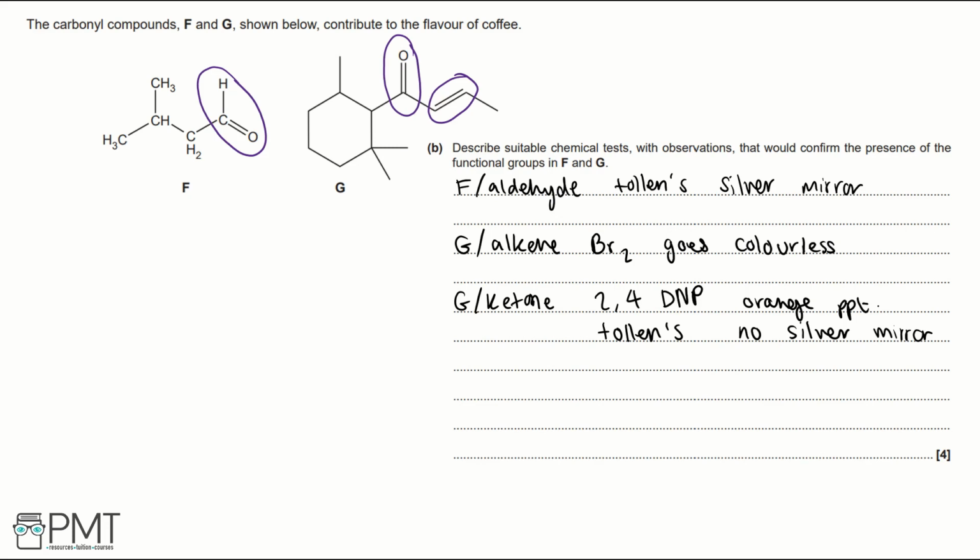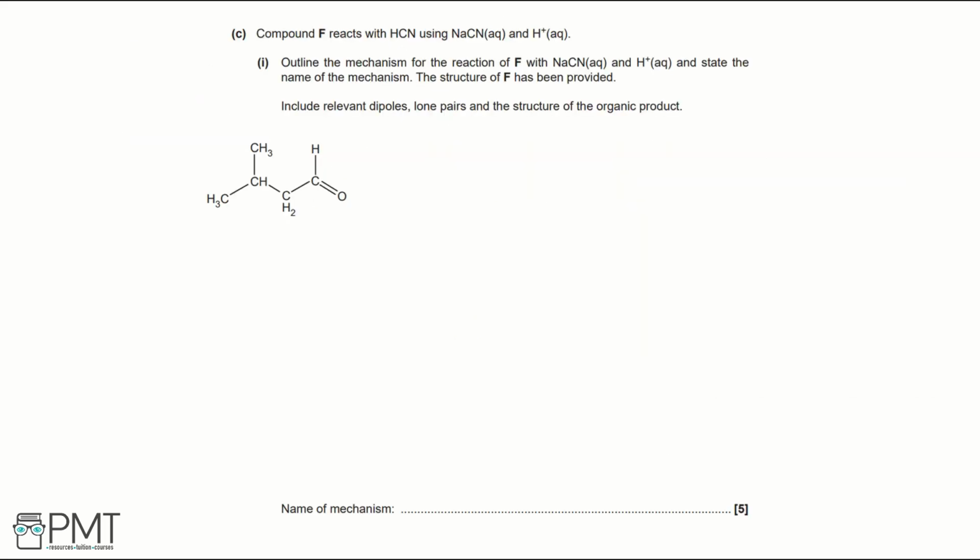So to get the 4 marks for this question, you get a mark for your aldehyde test, a mark for your alkene test, and then you get a mark for each ketone test. Part C. Compound F reacts with HCN using NaCN and H+. Part 1. Outline the mechanism for the reaction of F with NaCN and H+, and state the name of the mechanism. The structure of F has been provided.